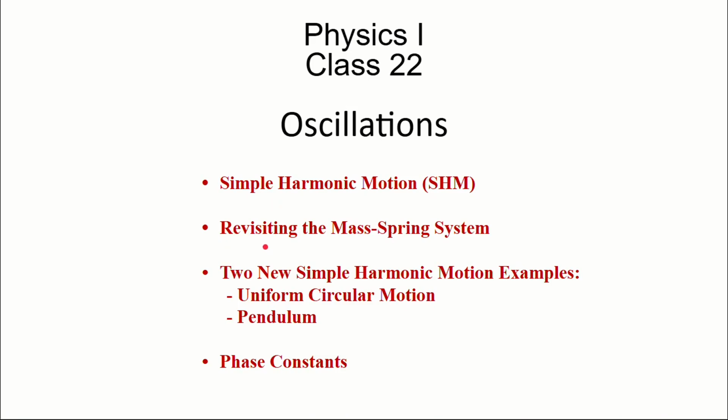And we're going to be revisiting the mass spring system because this system is a good representative of these waves that we're going to be analyzing throughout the rest of the semester. But on top of that, we are going to analyze two new SHM examples, which are the uniform circular motion. We're going to be looking at how X and Y coordinates in UCM can actually be described using simple harmonic motion.